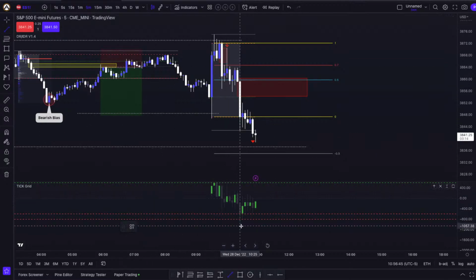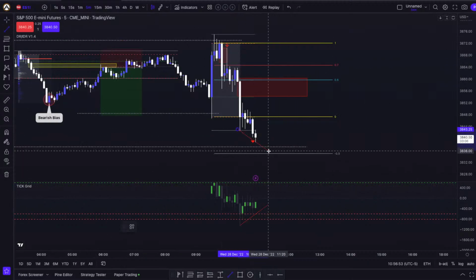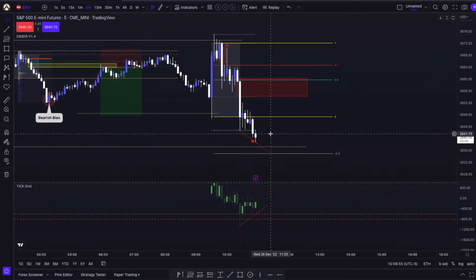Looking at the tick rate, we can now actually see a small divergence. We are forming higher lows, while on the S&P 500 we're actually forming lower lows. So this could be an indication for maybe a pullback back into our range for a continuation move to our negative 0.5 standard deviation.